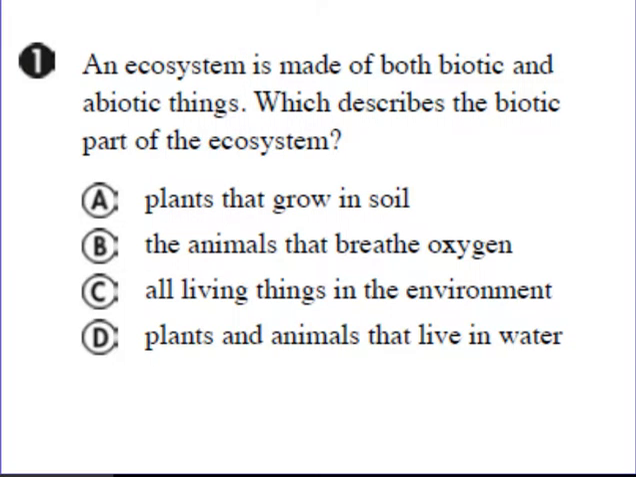Question 1. An ecosystem is made of both biotic and abiotic things. Which describes the biotic part of the ecosystem? Keyword is biotic. Plants that grow in the soil, the animals that breathe oxygen, all living things in the environment, plants and animals that live in the water.